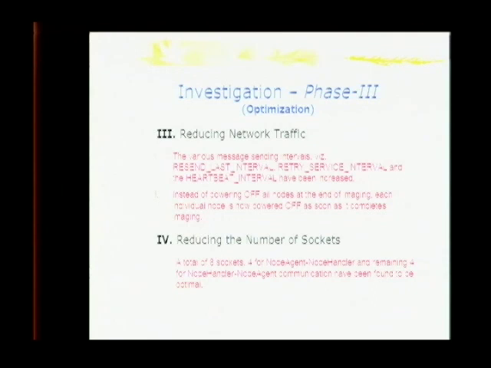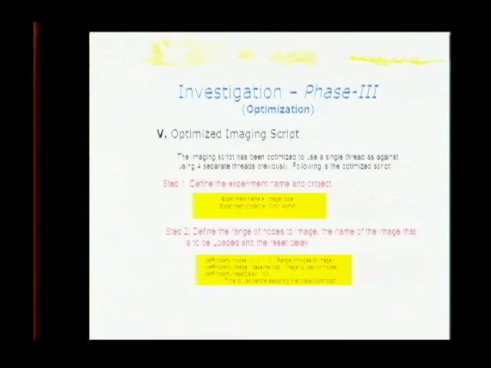Similarly, for reducing the number of sockets, the optimum number seems to be 4 in each path. And the last was the imaging script that was optimized. So here I am defining the experiments. This is where I am defining the experiment parameters, which is the same as before.